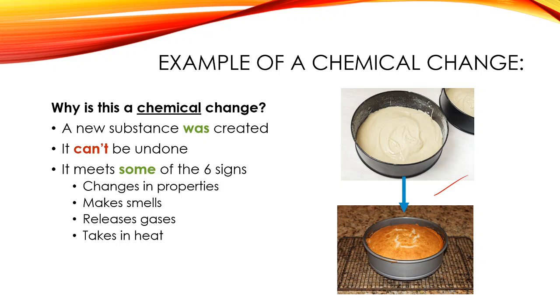Specifically, we have a change in properties, right? So like up here, this one is very malleable. It's kind of tan in color, whereas down here it's much more solid. It's brittle, it can crumble, and it's more dark or orange in color. So we have some properties that changed.